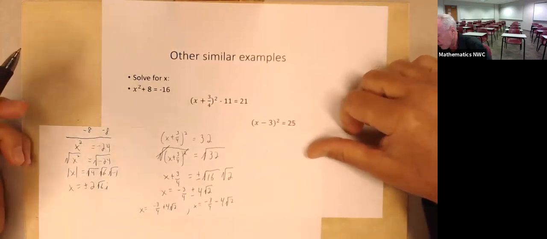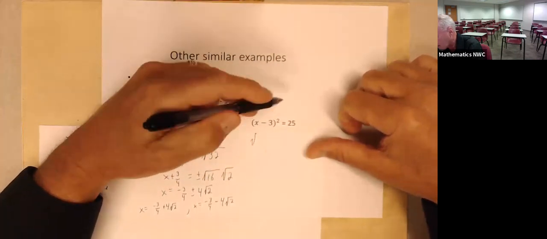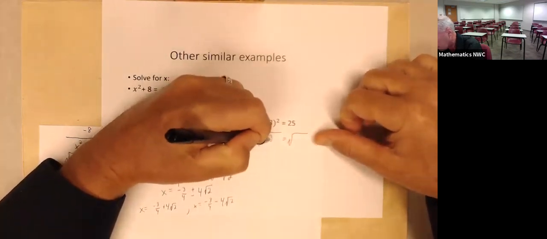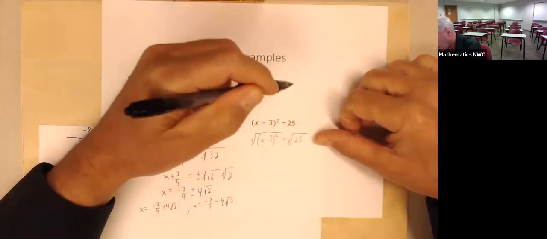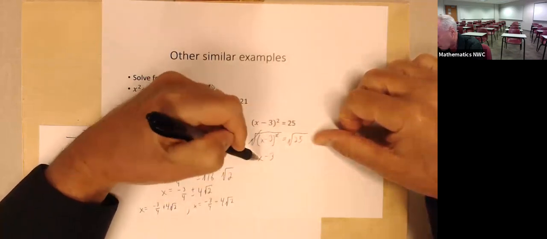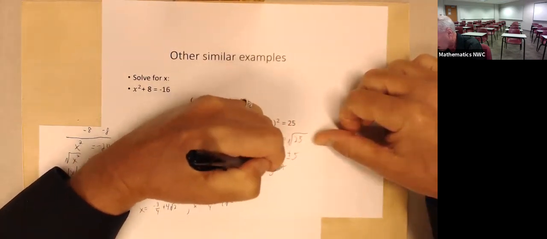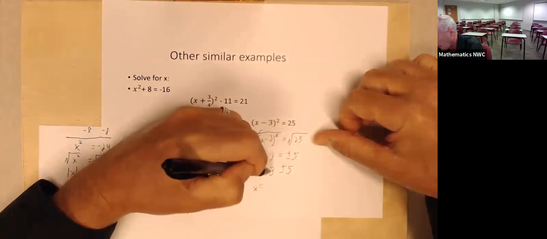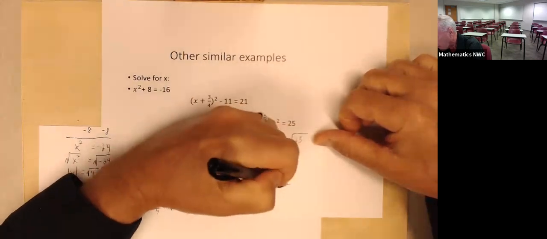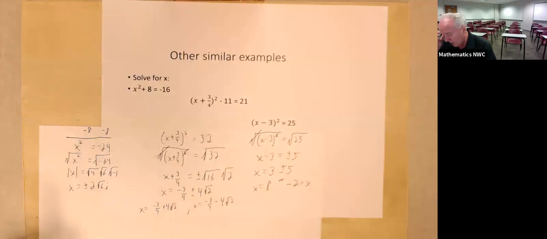This one is a little bit easier. I already have this quantity squared isolated, so I can immediately go to the square root of both sides. The square root and the squared cancel, so I get it down to a first degree. So I end up with 3 plus or minus 5. 3 plus 5 is 8, or 3 minus 5 is a negative 2. X could be either one of those quantities.